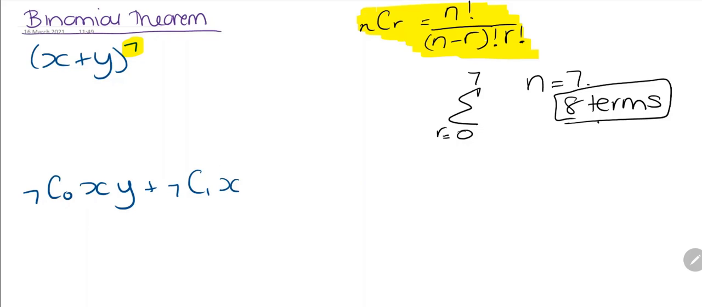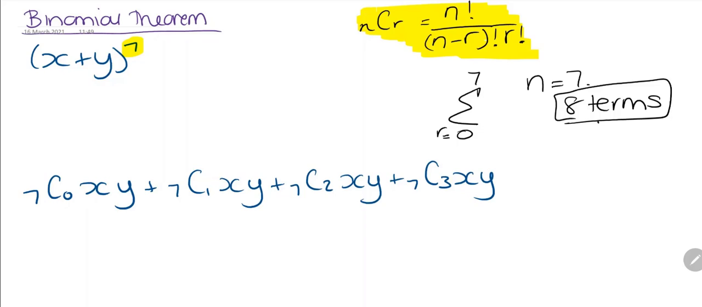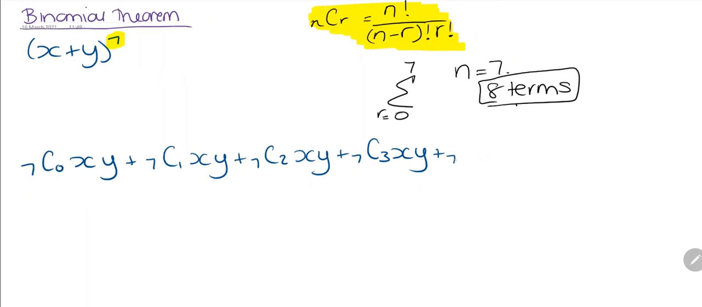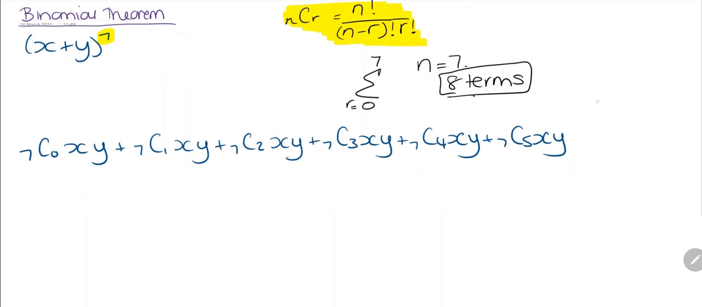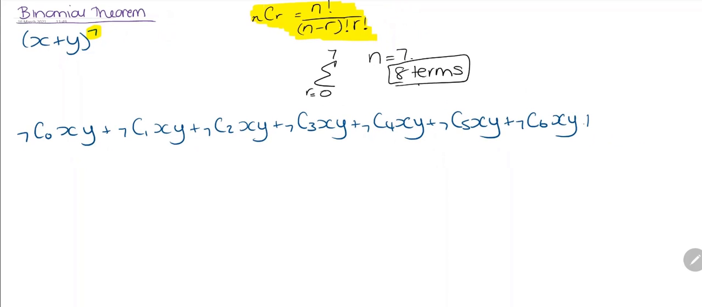And this is x times y, plus 7C2 xy, plus 7C3 xy, plus 7C4 xy, plus 7C5 xy, plus 7C6 xy, and plus 7C7 xy.